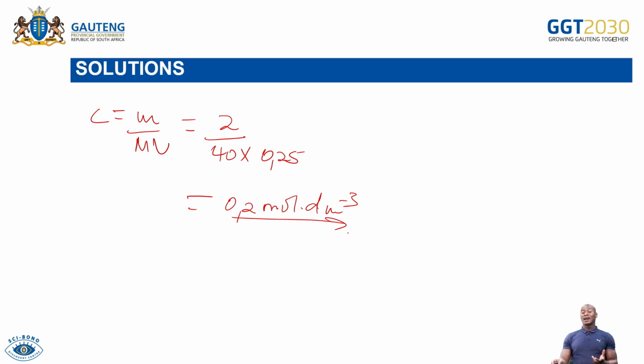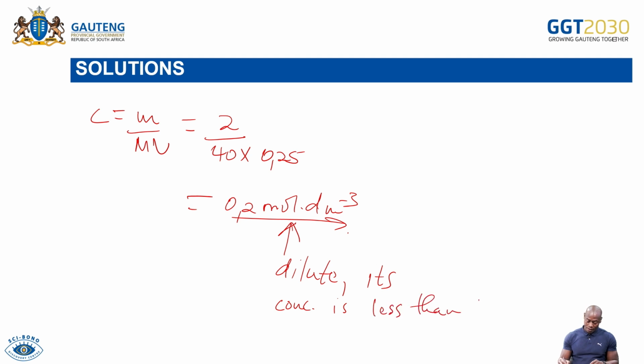Another thing that they can ask here is whether this solution of sodium hydroxide is concentrated or dilute. Then this solution of sodium hydroxide is dilute. Why am I saying it's dilute? Because its concentration is less than 1.